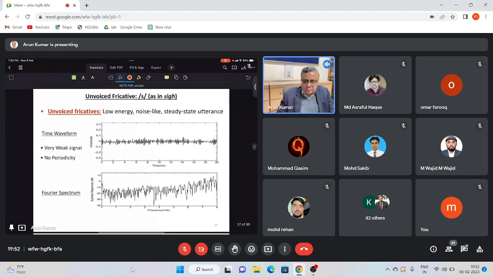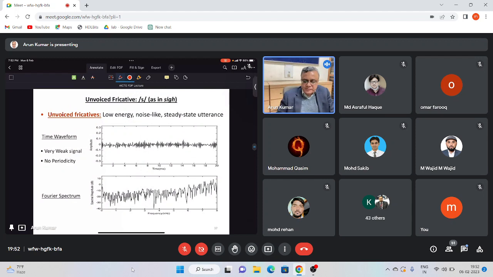So here are examples of unvoiced fricative sounds, waveforms, and their spectrum. The point to note here in terms of characteristics is that these are very weak signals. There is no periodicity in unvoiced fricatives, and the Fourier spectral magnitude will have one characteristic, which is that the spectral energy increases with frequency. That is, the higher frequencies have more spectral energy.